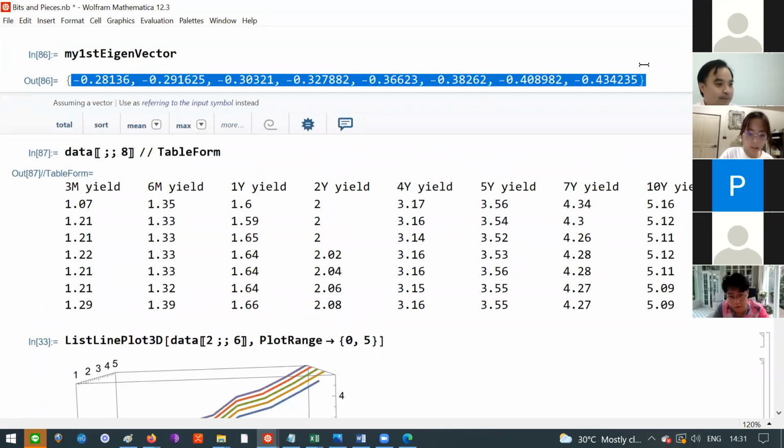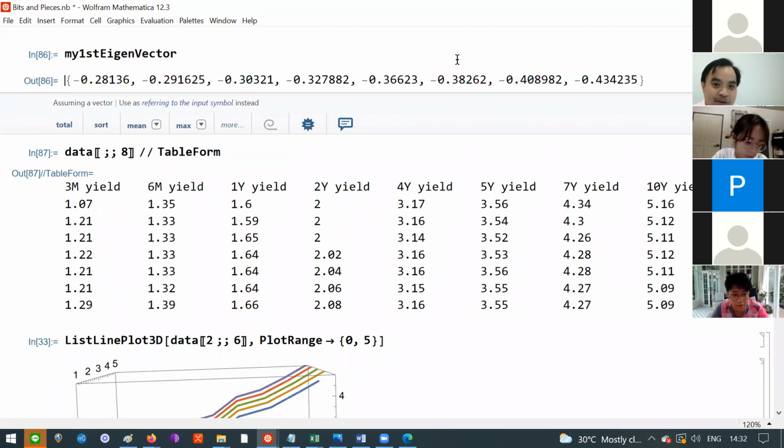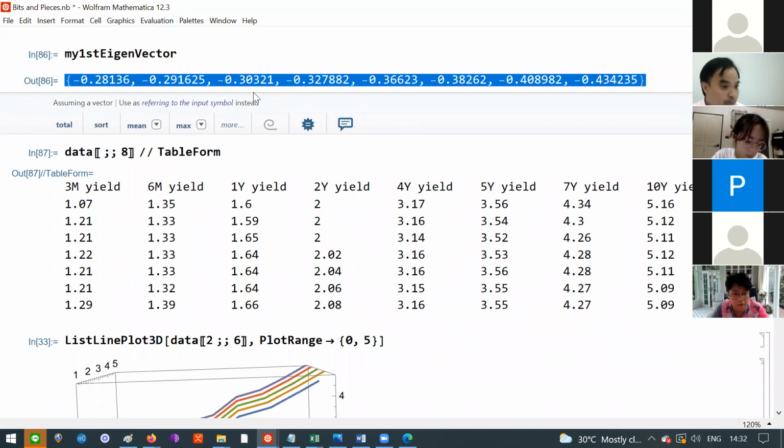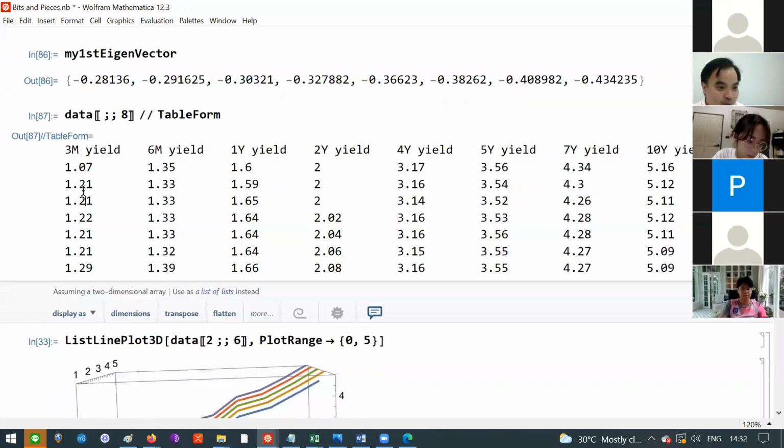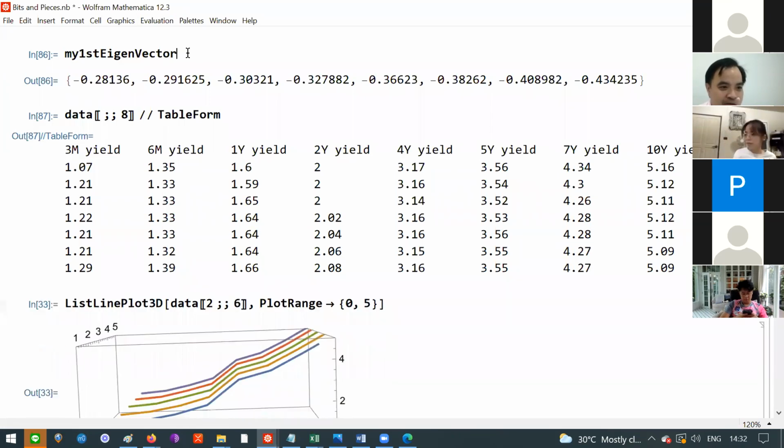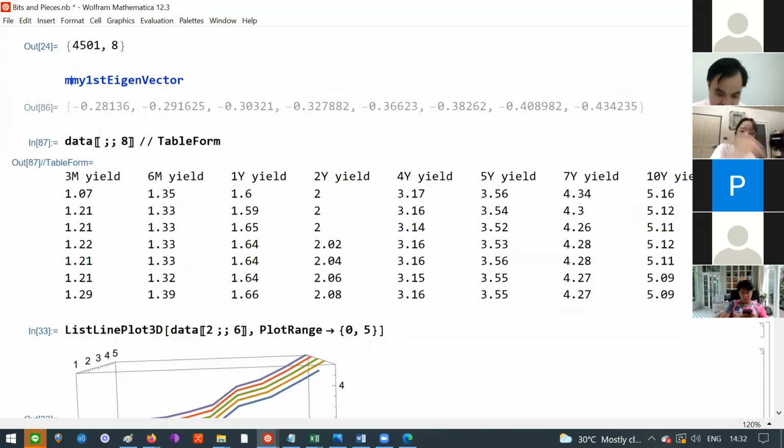It's just some 8 numbers, right? But these 8 numbers tell me how the 1, 2, 3, 4, 5, 6, 7, 8 things tie together. So if I take this, which is 8 numbers, and I take the dot product with this 1, 2, 3, 4, 5, 6, 7, 8, and I do it for every single day, I take my first eigenvector, which I call my first principal component.